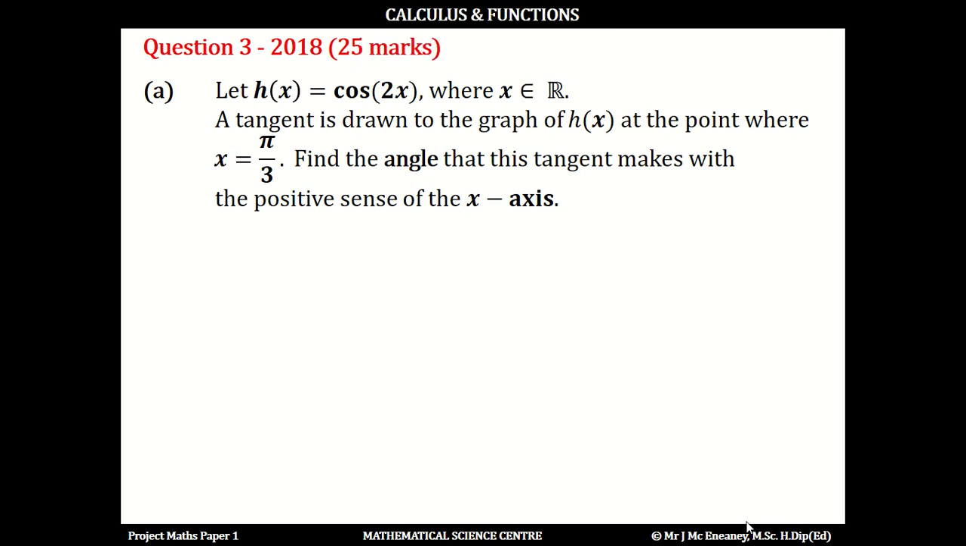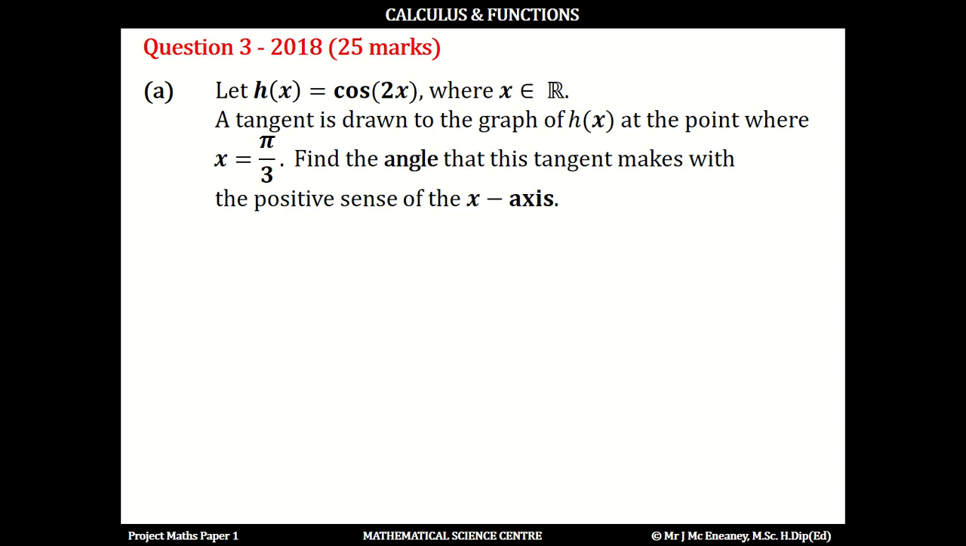Okay, question 3, 2018. Let h of x equal the cos of 2x, where x is an element of the real numbers. A tangent line is drawn to the graph of h of x at the point where x equals pi over 3. Find the angle that this tangent line makes with the positive sense of the x-axis.